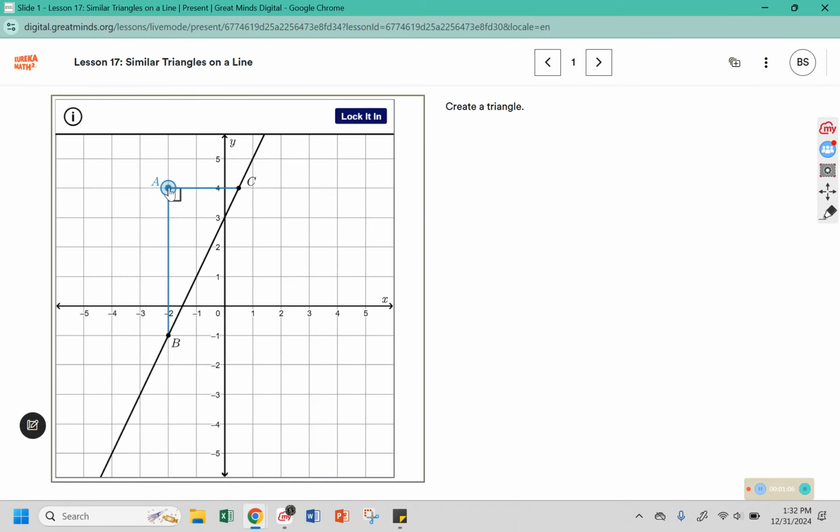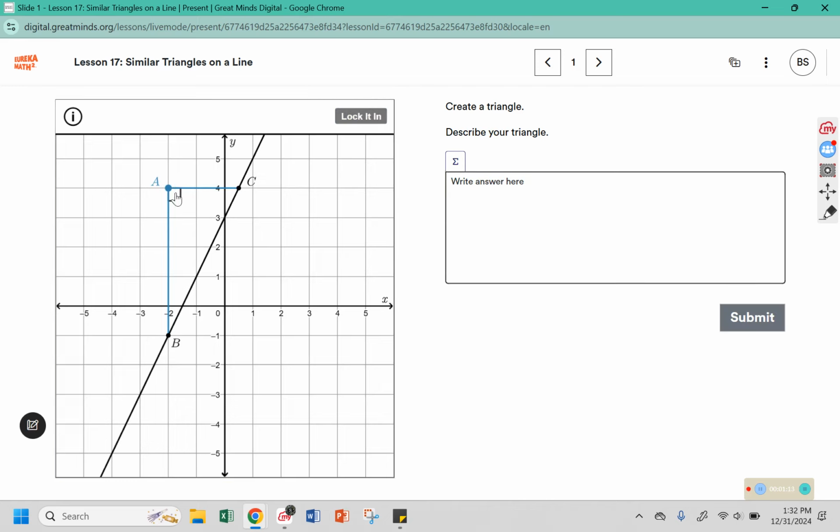Here we are asked to create a triangle, so we can move the corner A. Describe your triangle. I would say I have 1, 2, 3, 4, 5 for this side length and 2.5. It is a right triangle, as you can see by this corner here at A.